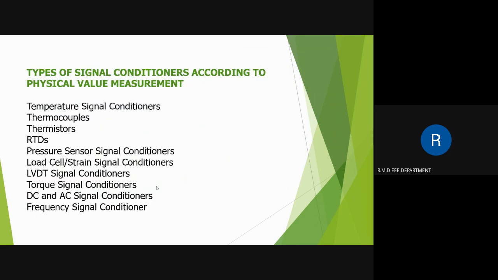Now we will move to the types of signal conditioning. The signal conditioning, according to the physical value measurement, is classified into different types. First one is the temperature signal conditioner. The temperature signal conditioner is compatible with the sensors that measure temperature or variations in temperature. The temperature signal conditioners are used to amplify the analog signals produced by the sensors, to filter out noise, and push the signals forward for analysis and display.